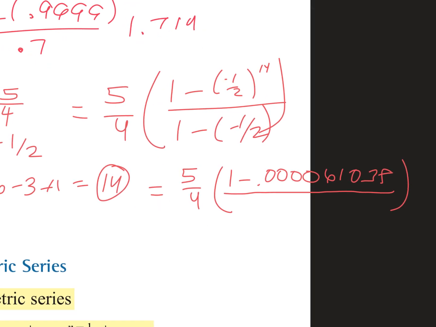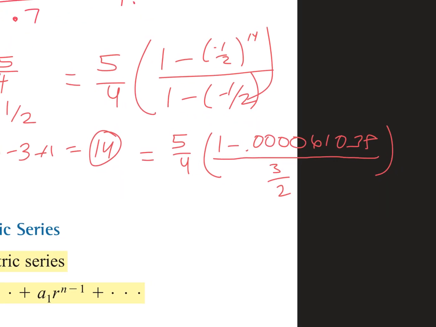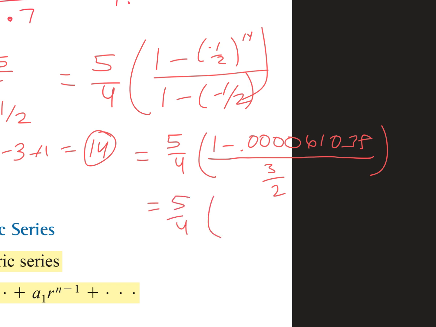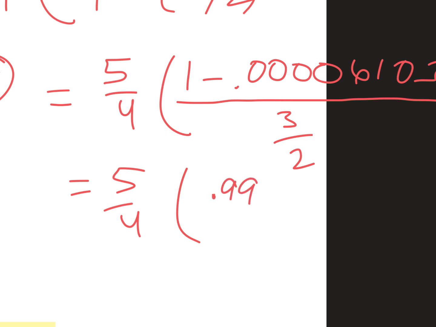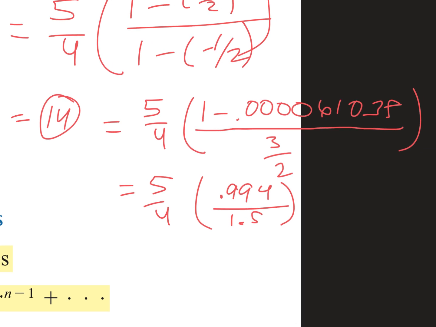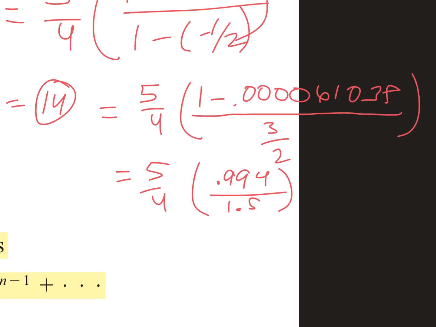On the bottom, 1 minus a negative 1/2. 1.5? Or 3/2? Agreed? Okay. So now we're going to keep going. 5/4. What's 1 minus that 0.00, whatever? Just give me 4 or 5 decimal places. 0.99. And then what? Okay. Divided by 1.5 or 3/2, whichever. So now what's 0.994 divided by 1.5?